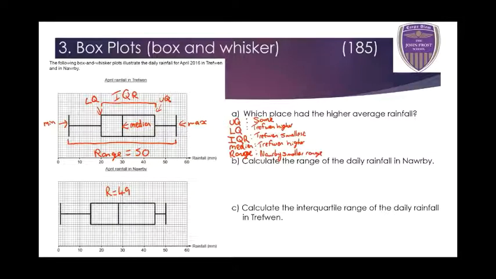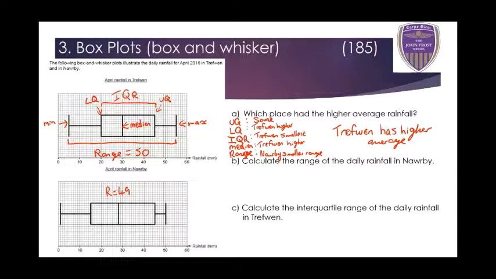Okay, but if we look at all of this overall, I think it's quite clear to see now that Trevwen has the highest average, because it has a higher lower quartile, it's got a smaller interquartile range, and the median is higher. They both share the same upper quartile. So overall, I think it's fair to say that Trevwen has the higher average. Okay, that's just looking at the whole data.